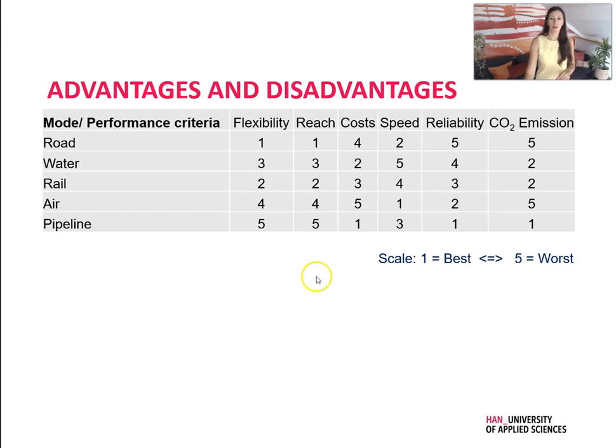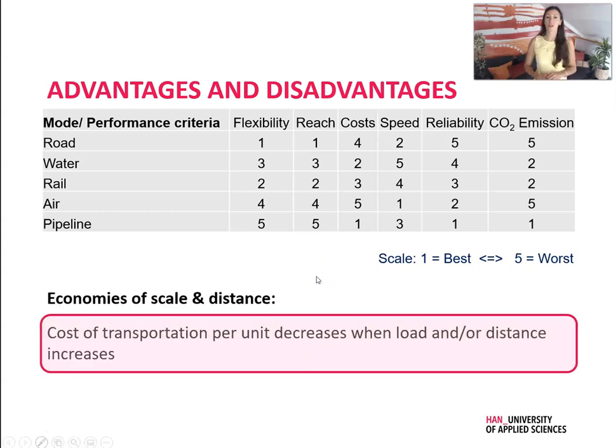And finally, I want to touch base on economies of scale as they relate to distance. The cost of transportation per unit, and this is important, per unit, decreases when the load or the distance increases. So what does this mean? It means that if you have to ship something, you're better off shipping large volumes further away, as the per unit cost will be cheaper than if you're shipping fewer units to a location nearby.